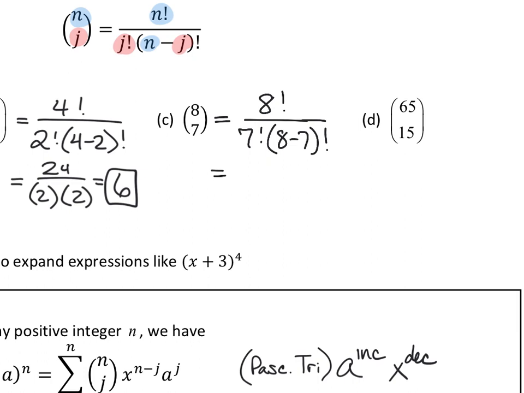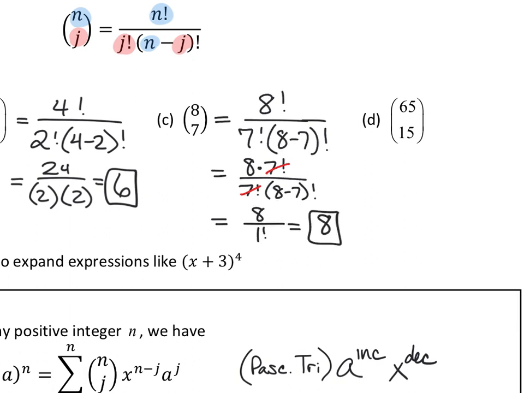8 factorial is the same thing as saying 8 times 7 factorial. Why is that true? Because it's the same numbers, you've just taken off the first one. 7 factorial is 7 times 6 times 5 times 4 times 3 times 2 times 1. 8 factorial is just that times 8. So I can do this. And then what do you notice is now on top and bottom? They can cancel out, the 7 factorials. What's 8 minus 7? 1. So we have 8 divided by 1 factorial, which is just 8.